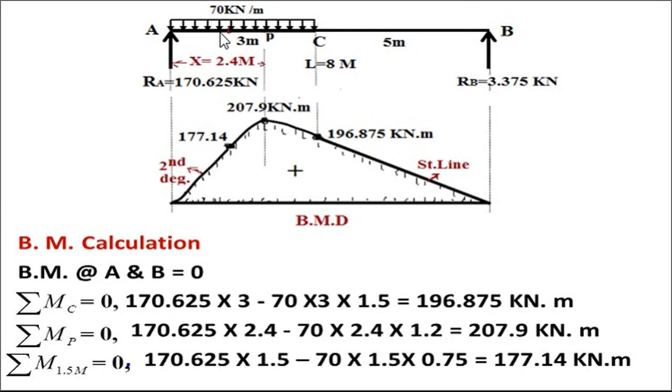And then take moment at 1.5 meter from E, center of UDL. 170.625 into 1.5 minus 70 into 1.5 into 0.75. We are taking moment up to center. So it will be 70 into 1.5 into half of 1.5, 0.75. That will be the moment at point 1.5 meter from E. Okay. So these are the three moments where maximum is under point of contraflexure. So this will be the maximum bending moment point, and then you just connect all the points.